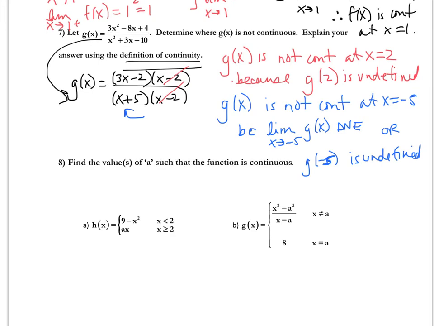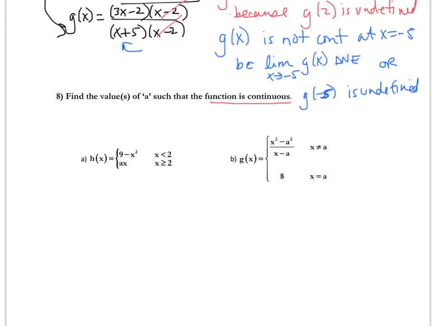Okay, in this last section of the notes, now we are asked to find the value of a such that the function is continuous. So if we think about this, in order for the function to be continuous, the limit has to exist, meaning the left and right limits must be equal at that specific x value, and the function has to be defined, and those values have to equal each other.